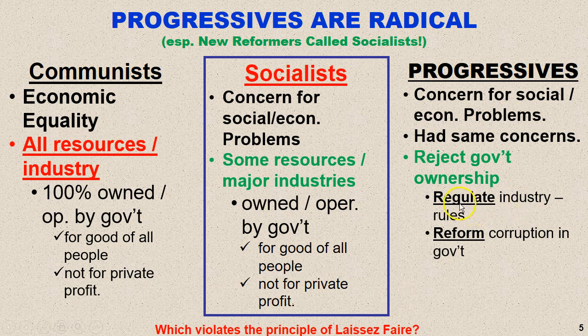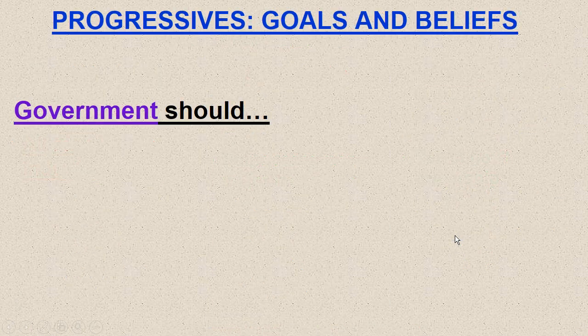But these are important words here. Circle them. Regulate industry, establish some rules to play by, and reform government. Get rid of the corruption. Right? Regulate and reform. Set up some rules.